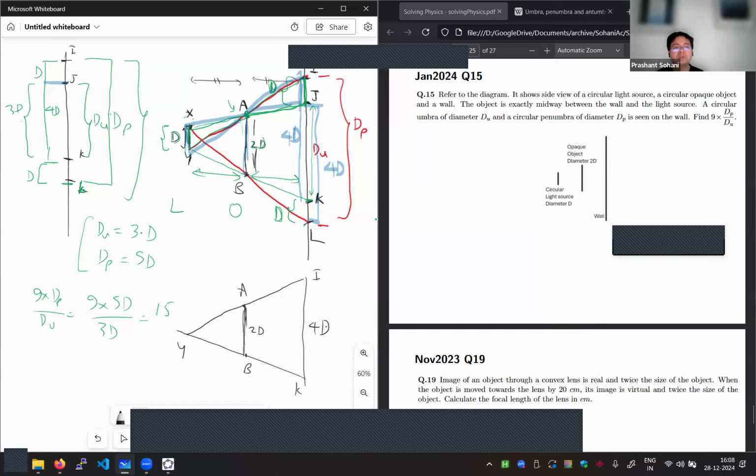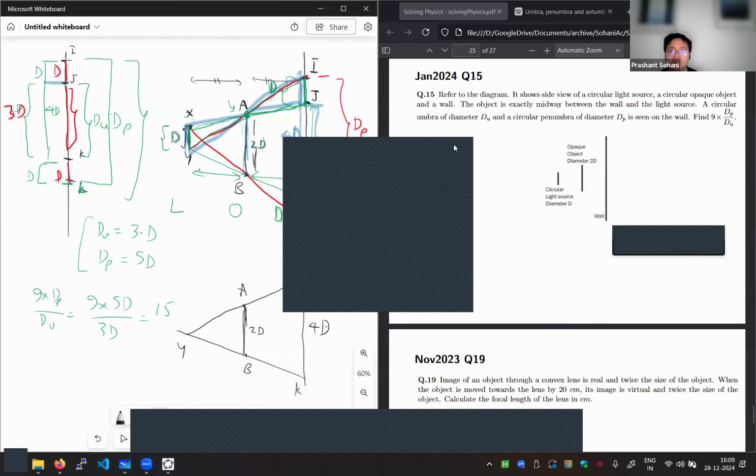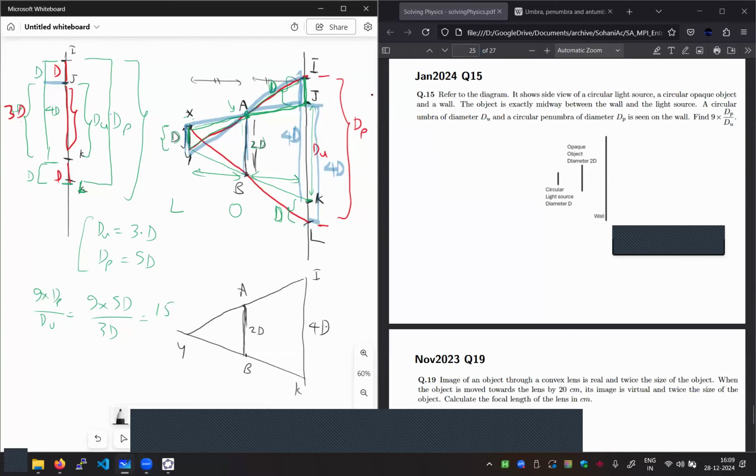Yes, Harish. Sir, how did the value of DP come to 5D? DP is 5D because what is DP? DP is the sum of these three segments, right? IJ, JK, and KL. And this is D. The part in between was 3D. And this is also D. Yes, sir. Yes, Prasanna? Sir, can you again explain how we got to know the length of those three segments?